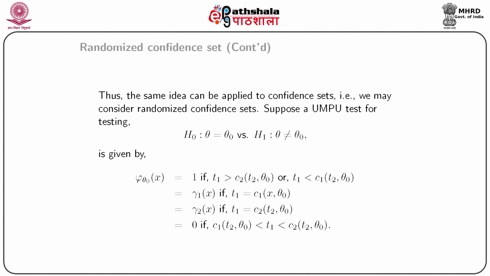Thus, the same idea can be applied to confidence sets, that is, we may consider randomized confidence sets. Suppose a UMPU test for testing H0: theta equals theta naught versus HA: theta not equal to theta naught is given by psi theta naught (x) equals 1 if T1 is greater than some constant C2, which depends on T2 and theta naught, or T1 is less than some constant C1, which depends on T2 and theta naught; equals gamma 1 if T1 equals C1; equals gamma 2 if T1 equals C2; and equals 0 if T1 lies between C1 and C2.